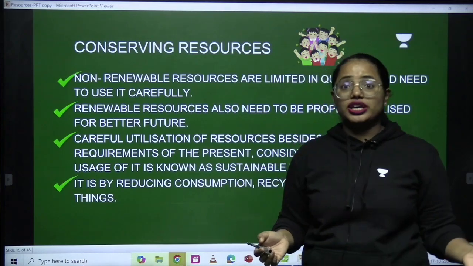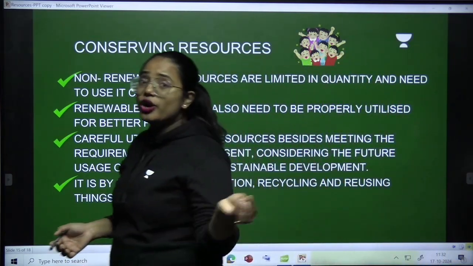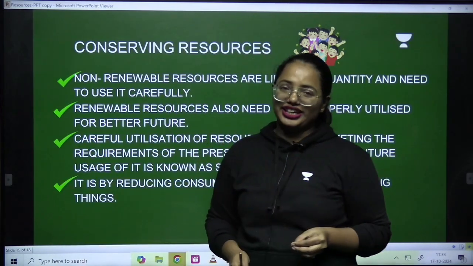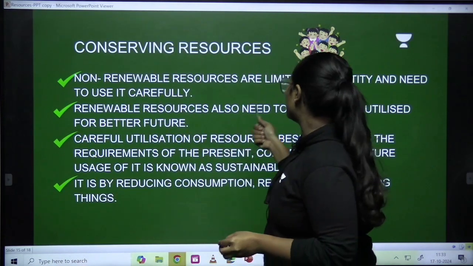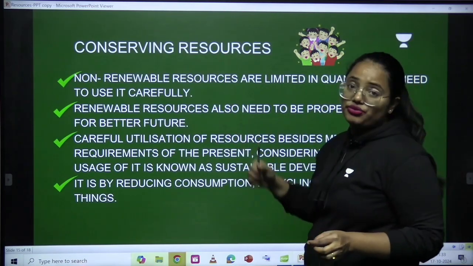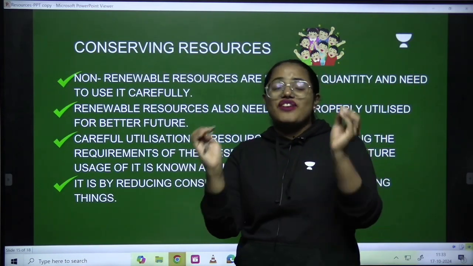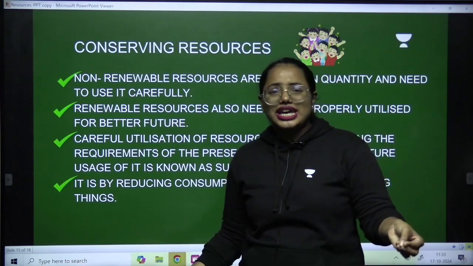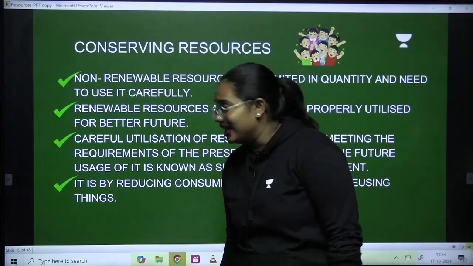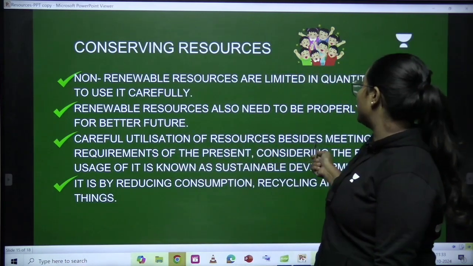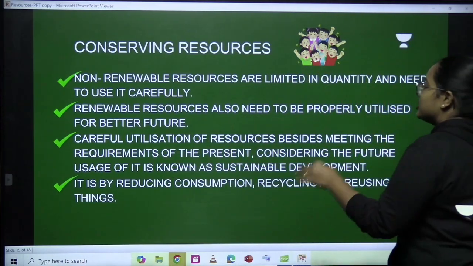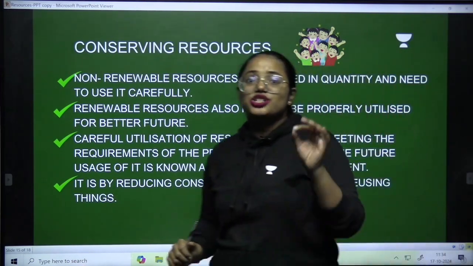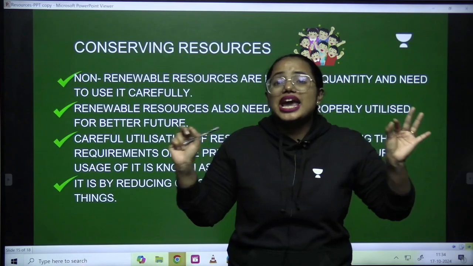We know that, right? Petroleum, coal, all of these are considered non-renewable resources, because we cannot renew them again. So we have to use them very carefully, right? So renewable resources also need to be properly utilized for a better future. We have to make use of the resources very carefully, because we have to keep these resources for our future as well. So careful utilization of resources, besides meeting the requirements of the present, considering the future usage, is known as sustainable development. So this is where you need to learn about sustainable development.